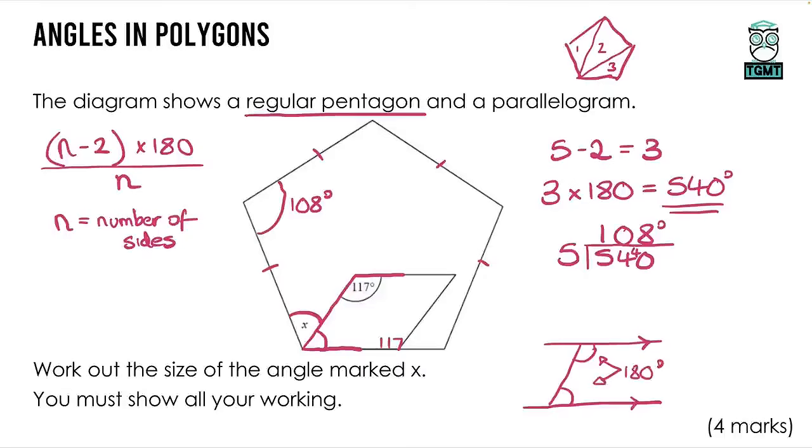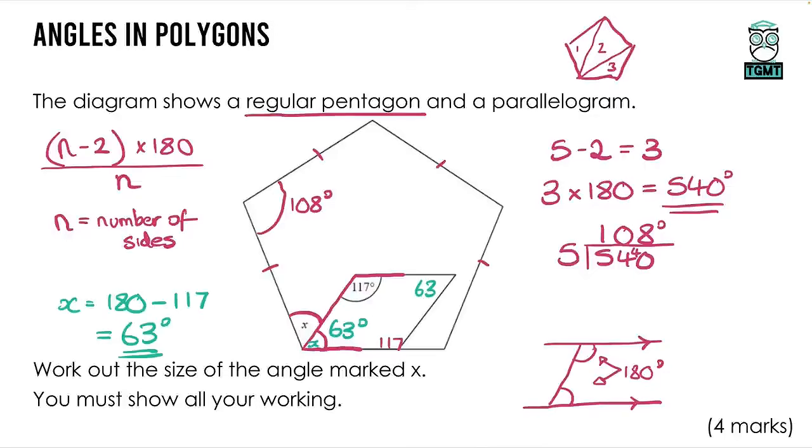So here, we could just do 180, take away 117, and I'll work that out to the side. That's for this one here, call it X. 180 take away 117 is equal to 63 degrees. So that one there is 63. We'll replace that. We'll put the little X here, that's 63 degrees. So we're almost there. We found the interior angle of the pentagon. We found the interior angles within that parallelogram, because this is 63 as well.